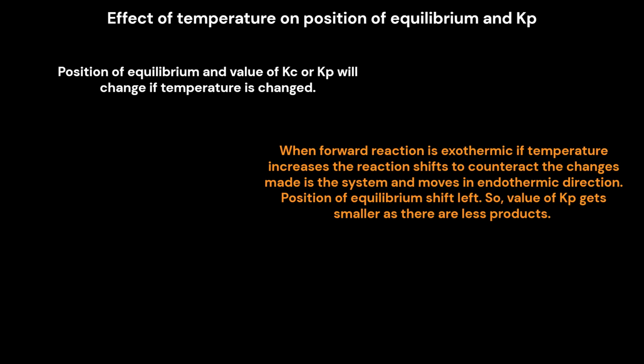Effect of temperature on the position of equilibrium and Kp. The position of equilibrium and the value of Kc or Kp will change if temperature is changed. When the forward reaction is exothermic, if temperature increases, the reaction shifts to counteract the change made to the system and moves in the endothermic direction. The position of equilibrium shifts left, so the value of Kp gets smaller as there are fewer products.